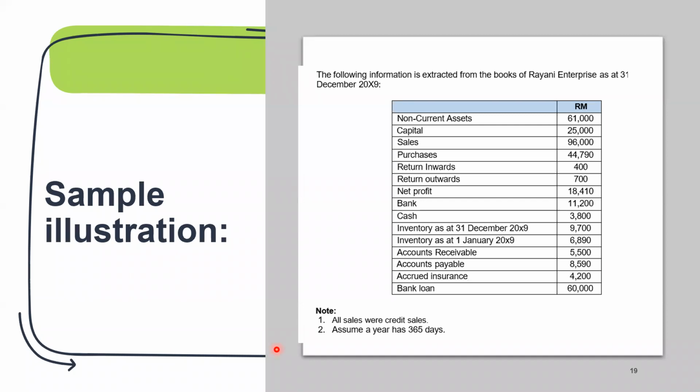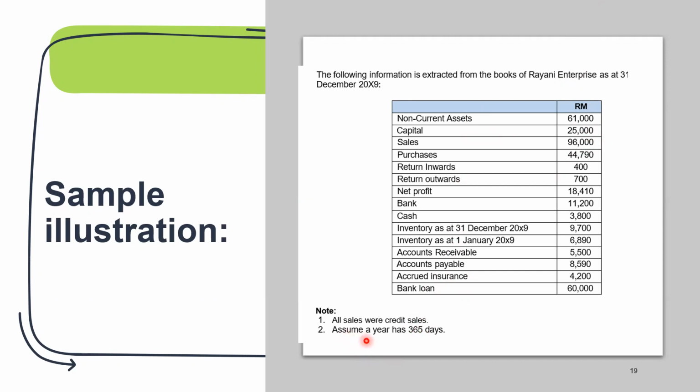To have a better understanding, let us look at this sample illustration together. Usually, the students will be given information extracted from the trial balance or from the statement of financial position of a business. Okay, as for this example, the following information is extracted from the books of Rayani Enterprise as at 31st December 2009. So these are the following balances from the books of Rayani. And please take note that it is said all sales were credit sales. So the sales amount here, 96,000, represents credit sales, since all sales were credit sales.